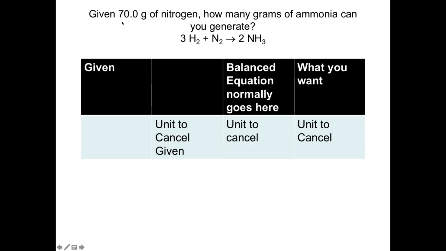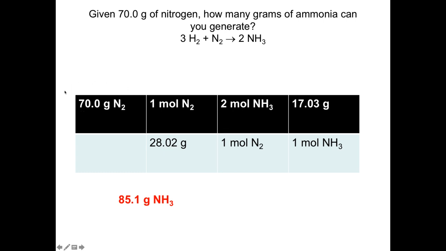So I have to give you a given, and in this case the given is 70.0 grams of nitrogen, and I want to know how many grams of ammonia will I generate given this equation here of 3 hydrogen, 1 nitrogen, and 2 ammonia. So as I stated, everything has a certain spot on the chart. The given, 70.0 grams, I'm going to place right here. Then what I want at the end of this is grams of ammonia. So we're going to have the molar mass of ammonia, and when you add up 1 nitrogen and 3 hydrogens from the periodic table, that's going to get you 17.03 grams.